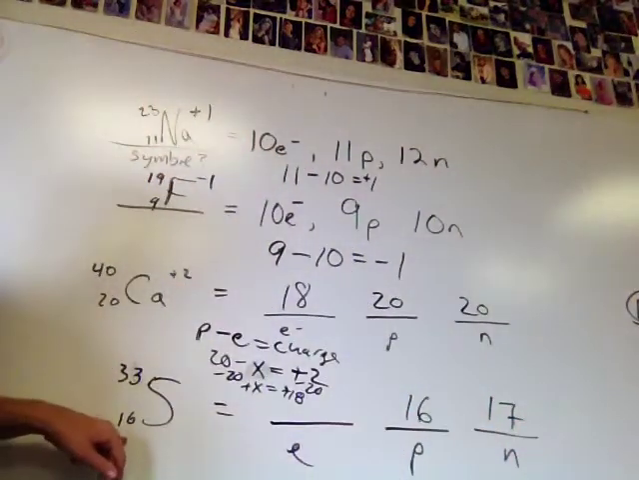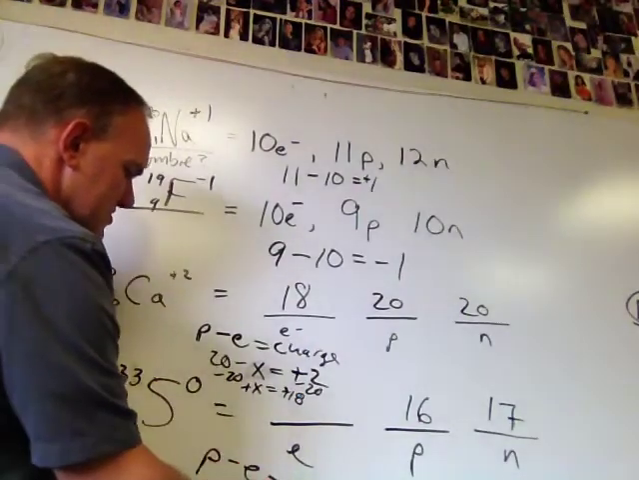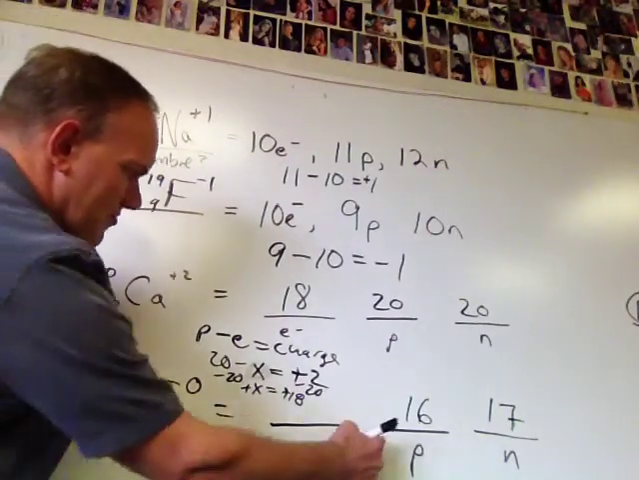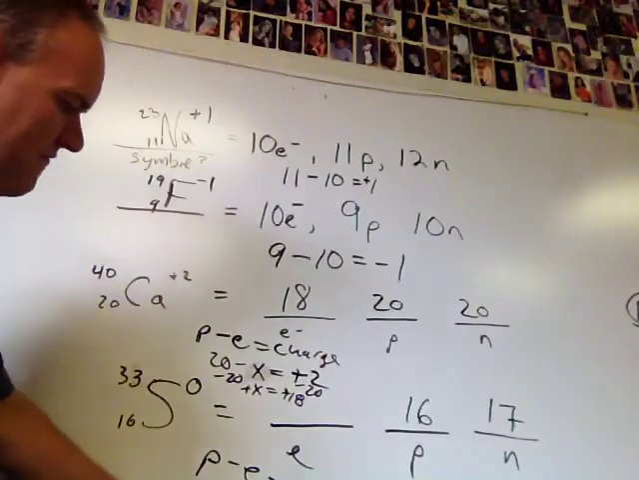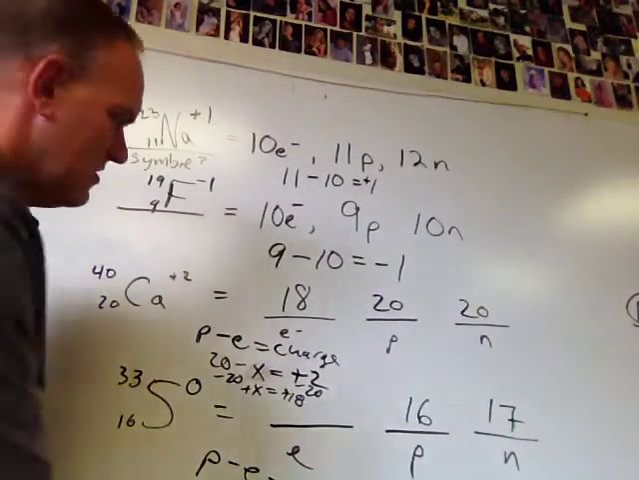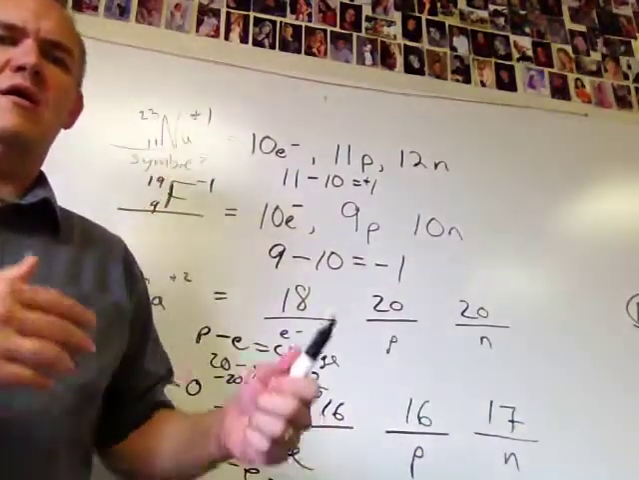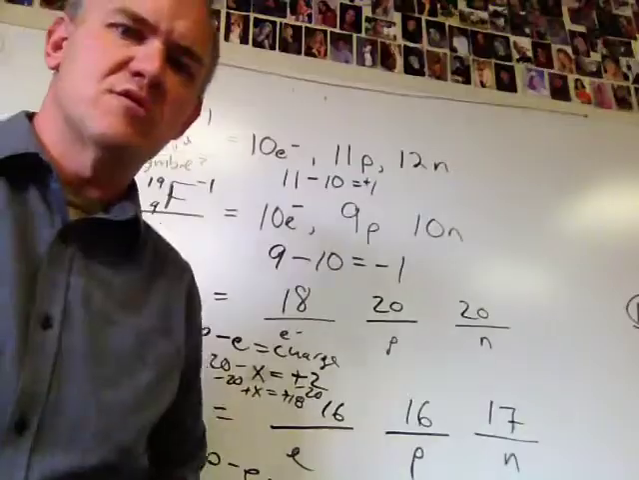And then for the electrons, we look at the charge again. Protons minus electrons equals the charge, but this time the charge is 0. So now we know the protons minus the electrons equals 0, and therefore the number of electrons must be 16. So that's how we work out atoms, ion charges, based on the number of protons, neutrons, and electrons.